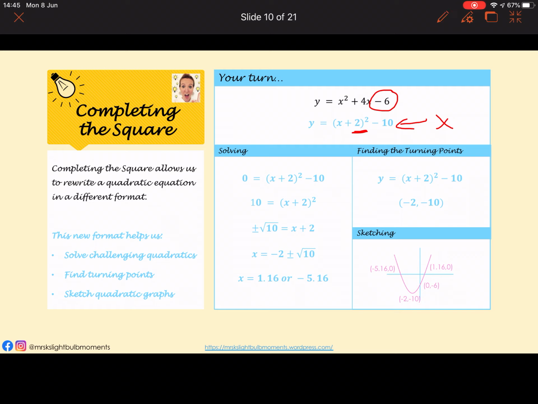That's pretty much the trickiest stuff with completing the square and its application. You're putting it into a graph format, you're using it to find turning points and to solve equations. Okay, really good work there.